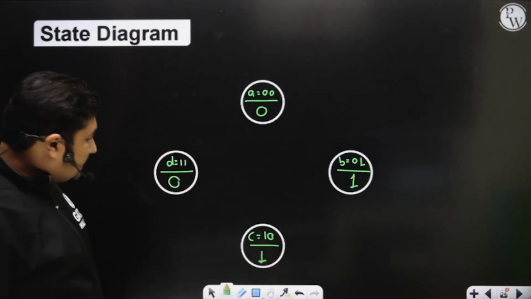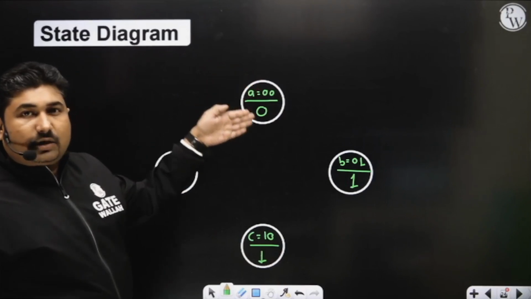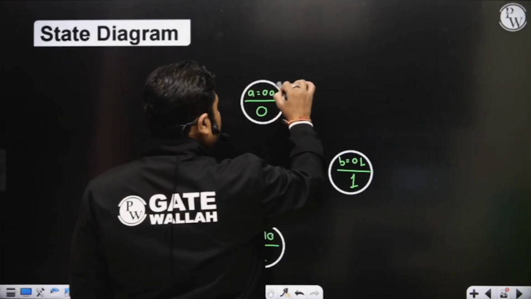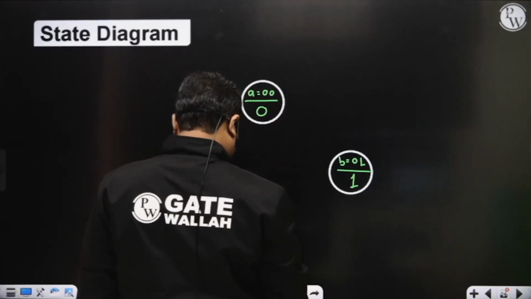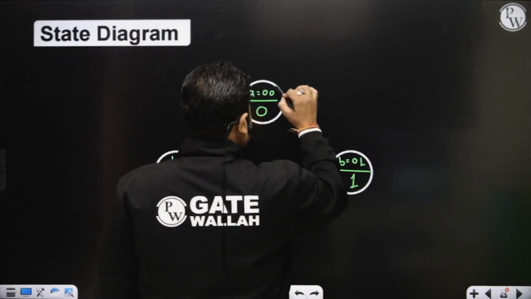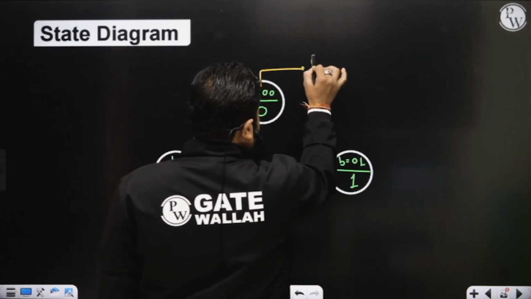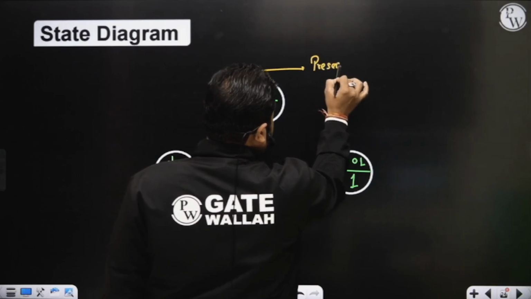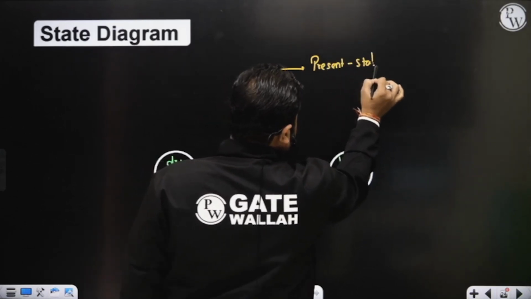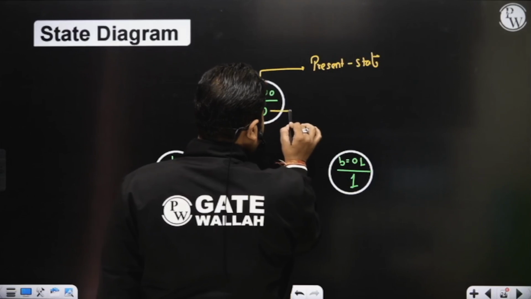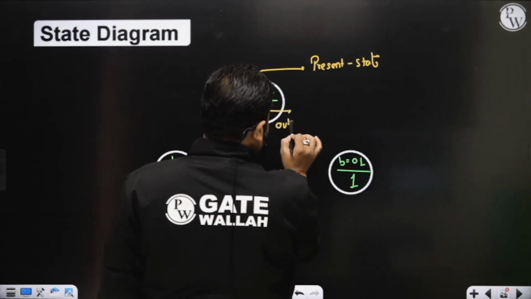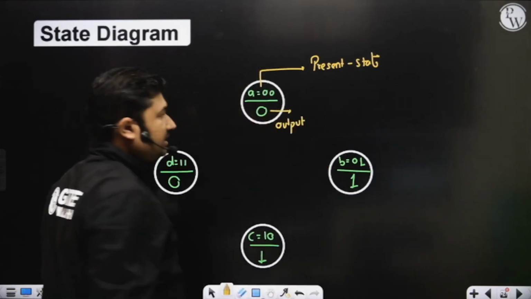So there are 4 states. That is the present state and the output. This is your present state, and this is your output. Hoping up to this part everything is clear.